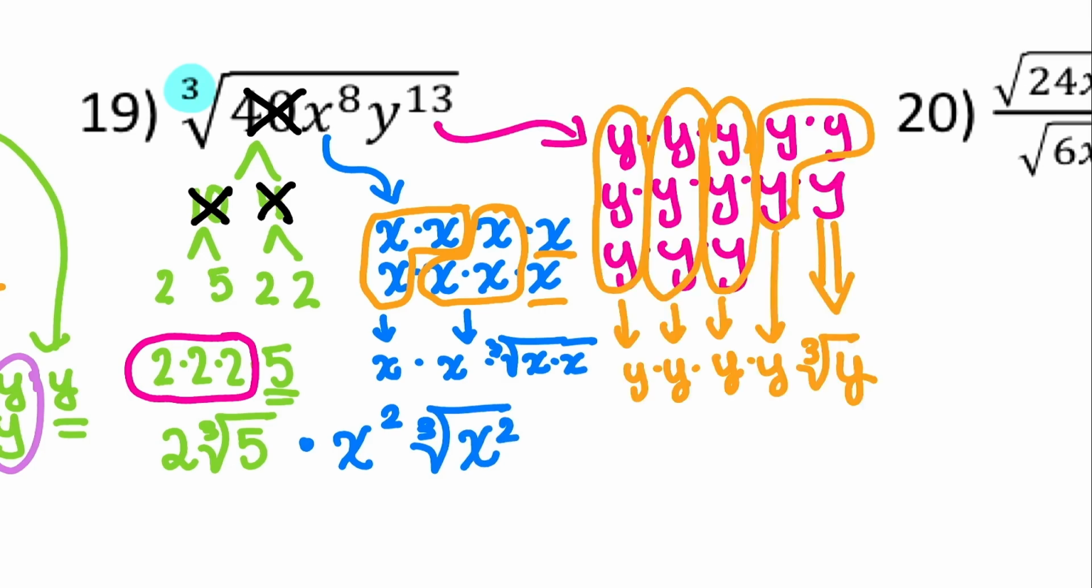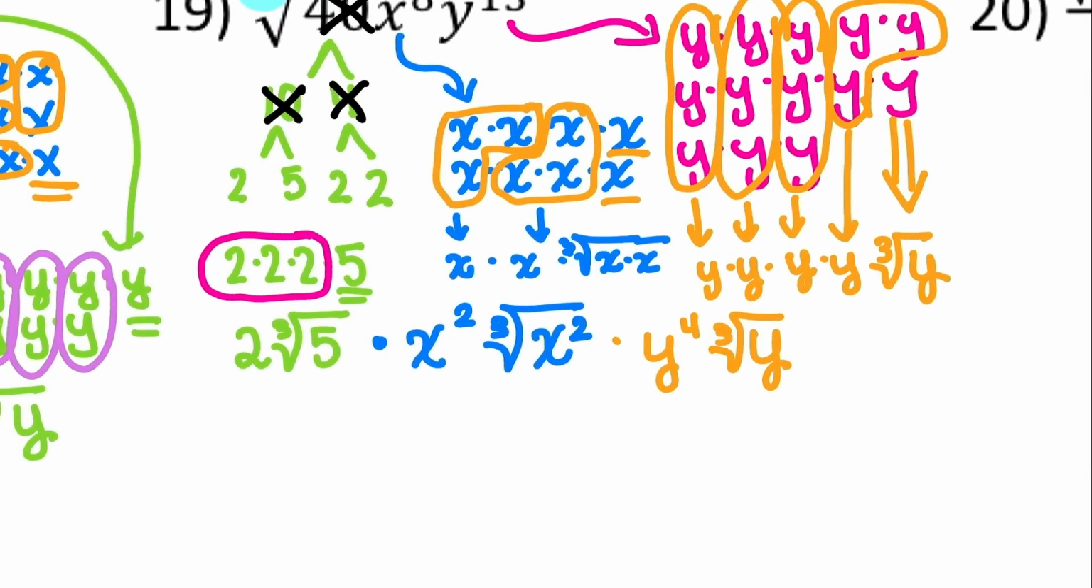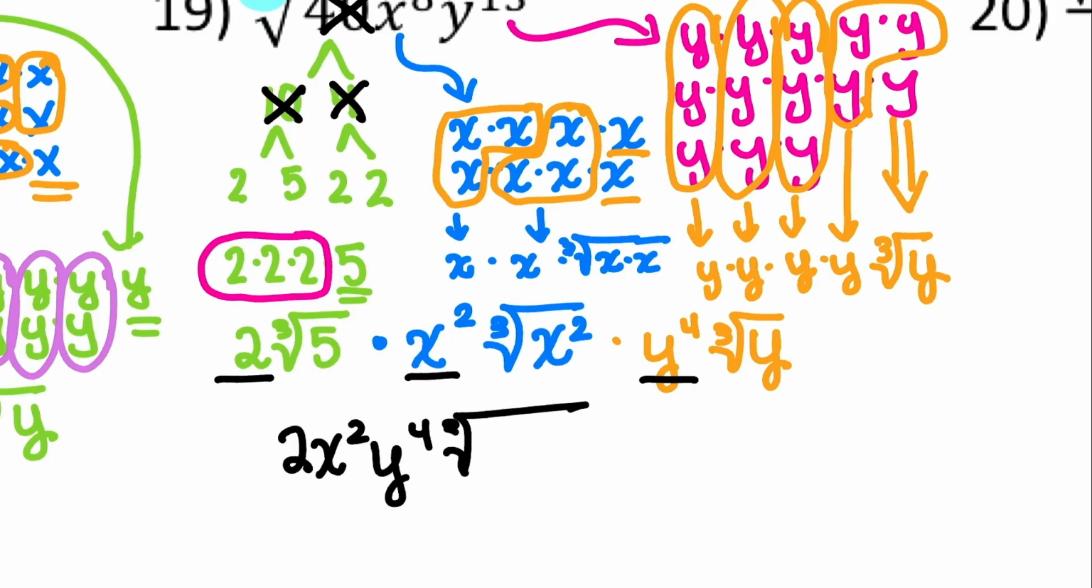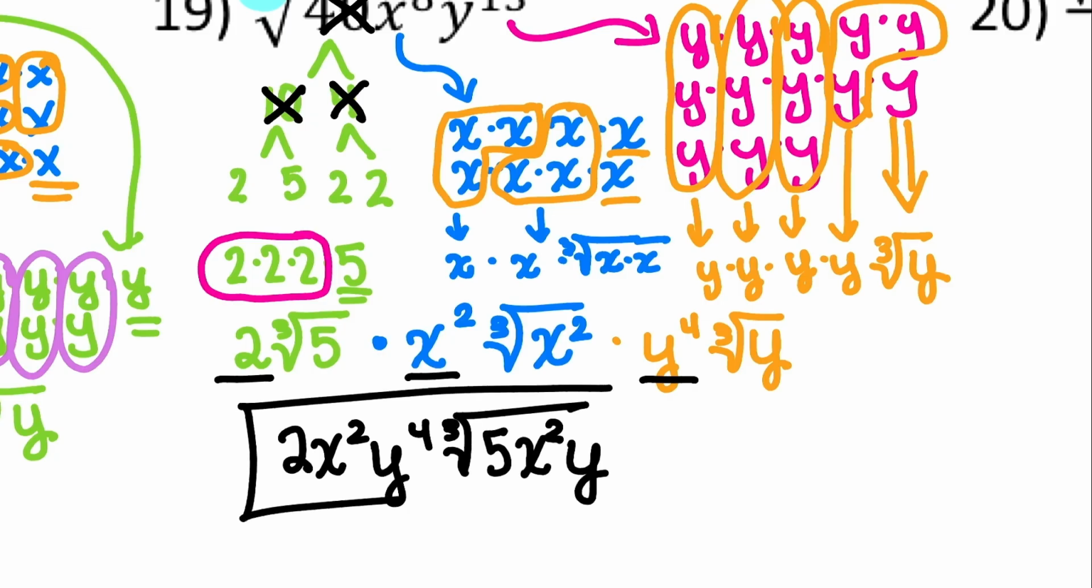Let's do the same thing with the y. So when we write out 13 y's, we have 4 y's that are groups of 3 with one additional left over. So this is going to be y to the 4th times the cube root of y. Now similarly, we are going to write all of our outer terms together, multiplied together, which is going to be 2x squared y to the 4th times the cube root of 5x squared y. And that's our final answer.